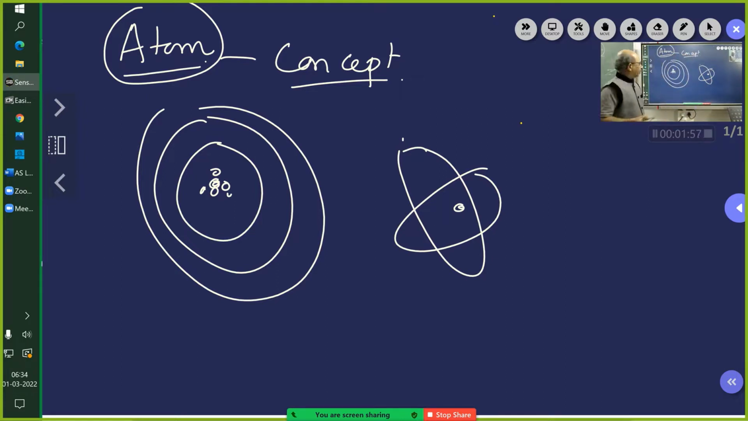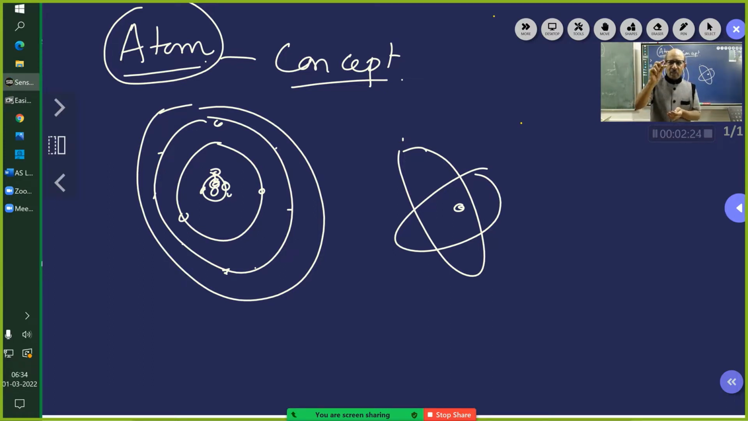So some students might have got the impression that there is a nucleus here and there are electrons which are revolving around it like this in a very disciplined manner in its orbits. So please take this myth out of your head. So what you now have to understand is there is a concept called atom.